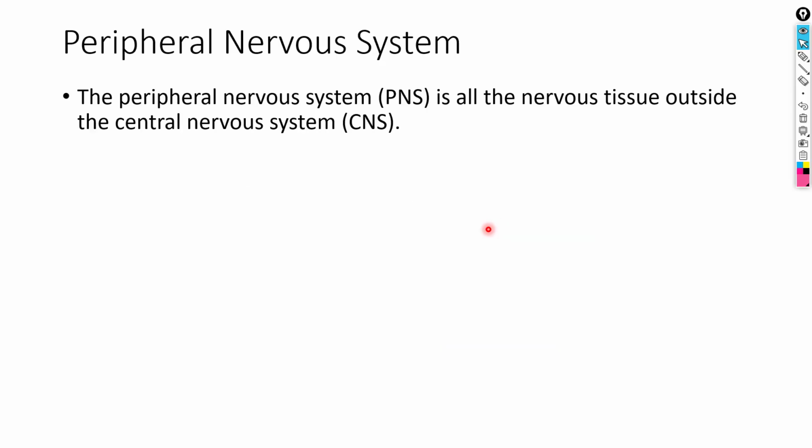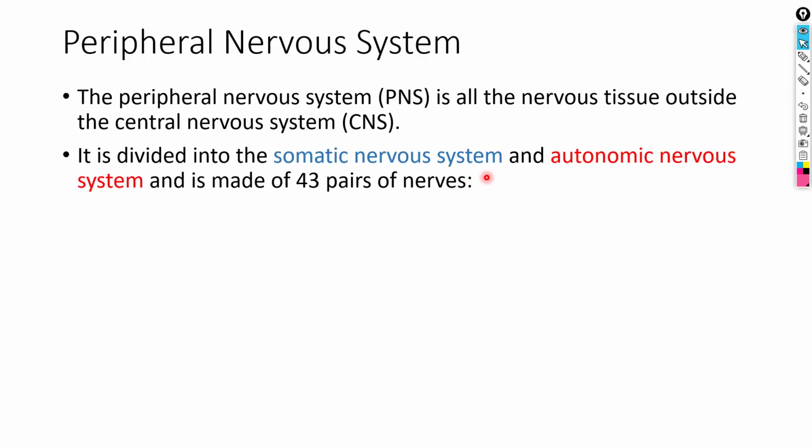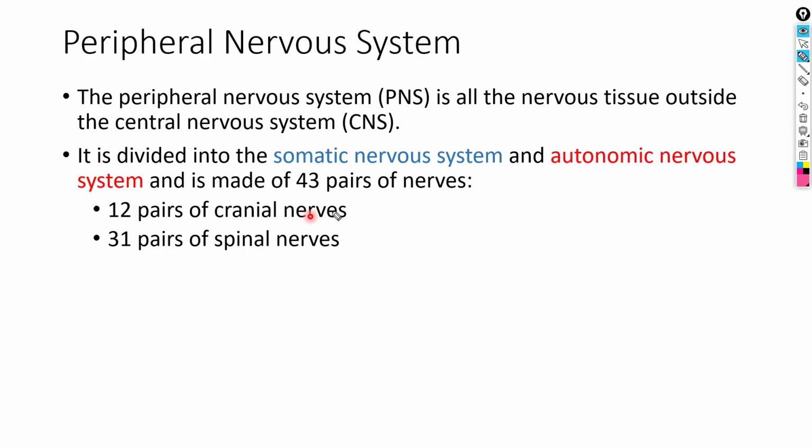The peripheral nervous system is all the nervous tissue outside the central nervous system. It is divided into the somatic nervous system and the autonomic nervous system, and is made of 43 pairs of nerves. 12 pairs of them are cranial nerves, which extend from the brain, and the remaining 31 pairs are the spinal nerves, which extend from the spinal cord.